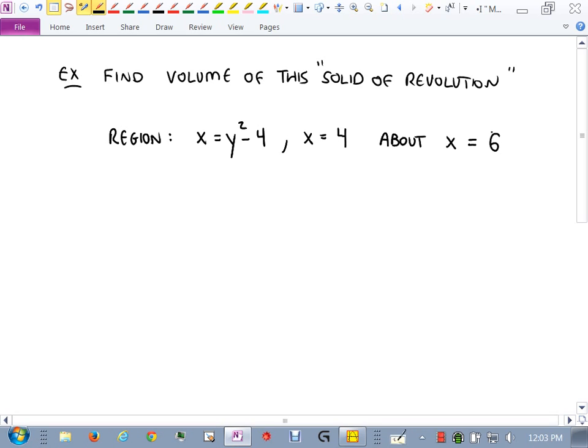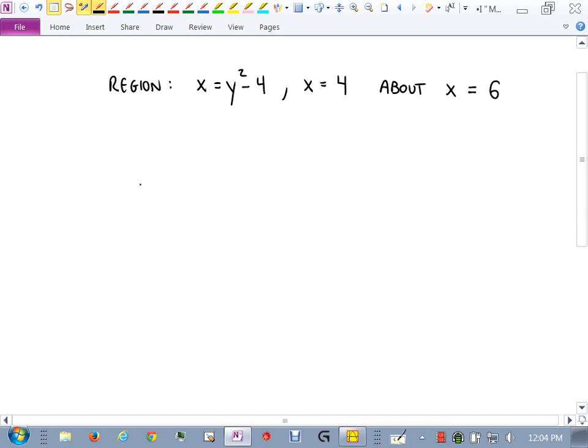First thing we need is the region, right? You're not going anywhere without the region. So what does this look like? What does x equals y squared minus 4 look like? A parabola sideways, right? What does x equals 4 look like? A vertical line. And we're rotating it. Whenever you see about, that means that's your axis of rotation. So we're taking this region about x equals 6. That's another vertical line, isn't it? So here I go with my drawing.